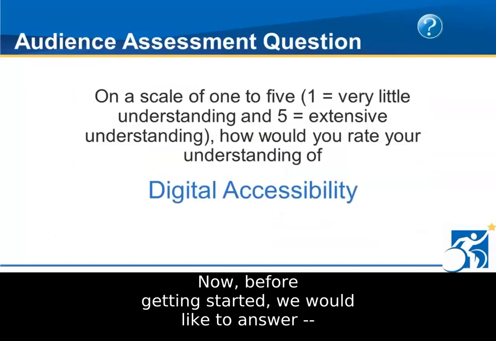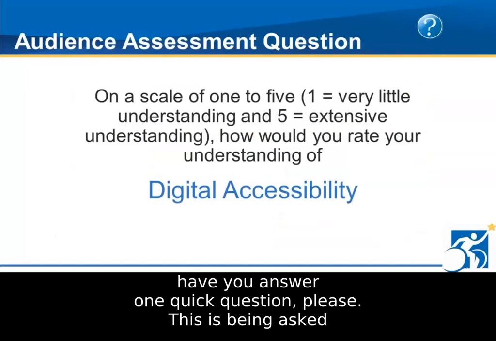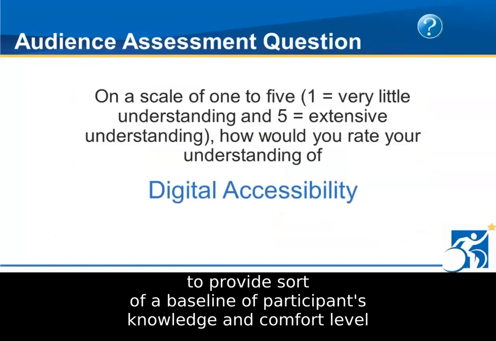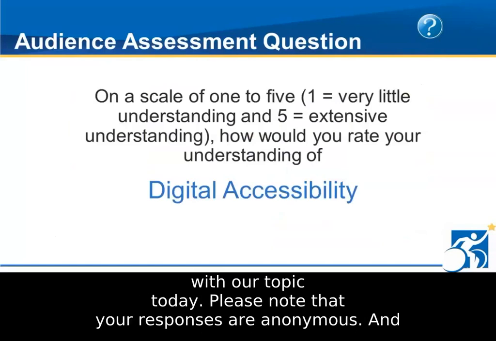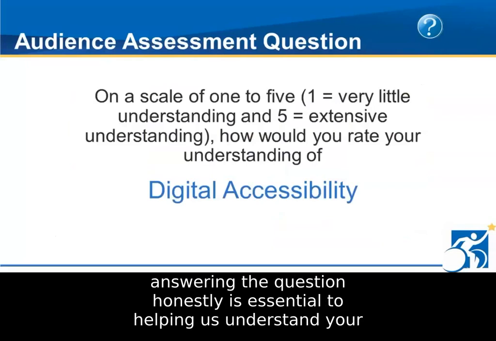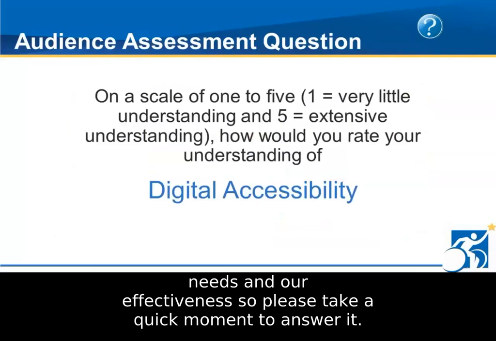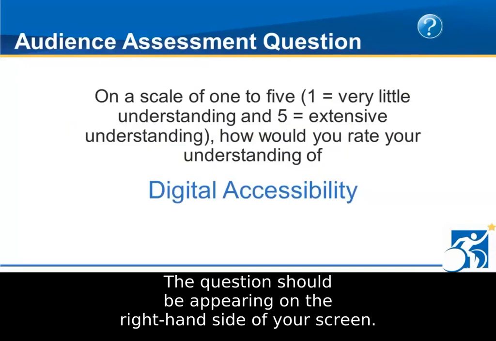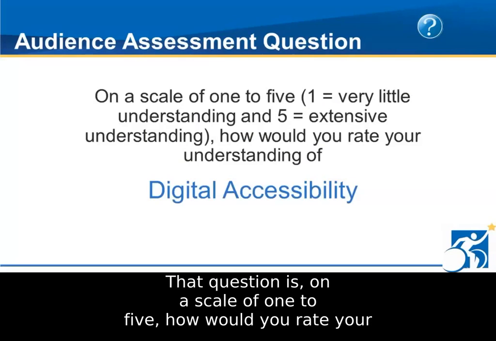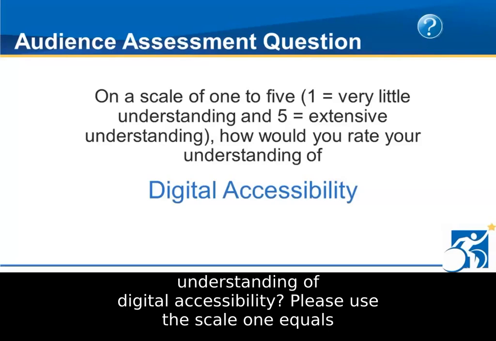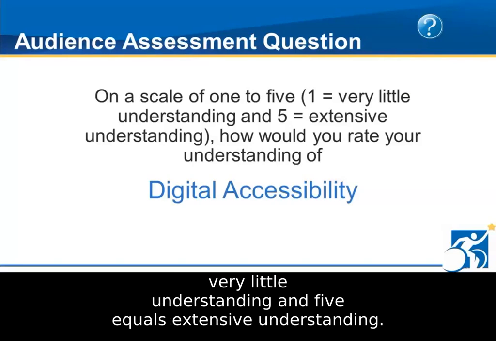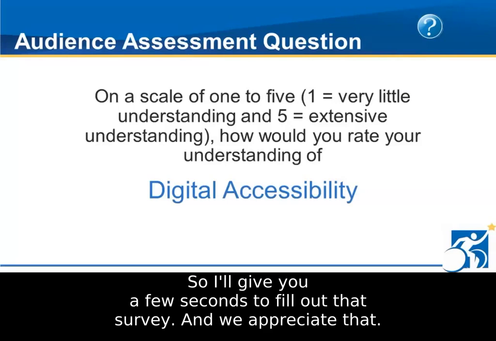Now, before getting started, we'd like to have you answer one quick question, please. This is being asked to provide a sort of baseline of participants' knowledge and comfort level with our topic today. Please note that your responses are anonymous, and answering the question honestly is essential to helping us understand your needs and our effectiveness. So please take a quick moment to answer it. The question should be appearing on the right-hand side of your screen. That question is, on a scale of 1 to 5, how would you rate your understanding of digital accessibility? Please use a scale where 1 equals very little understanding and 5 equals extensive understanding. So I'll give you a few seconds to fill out that survey and we appreciate that.